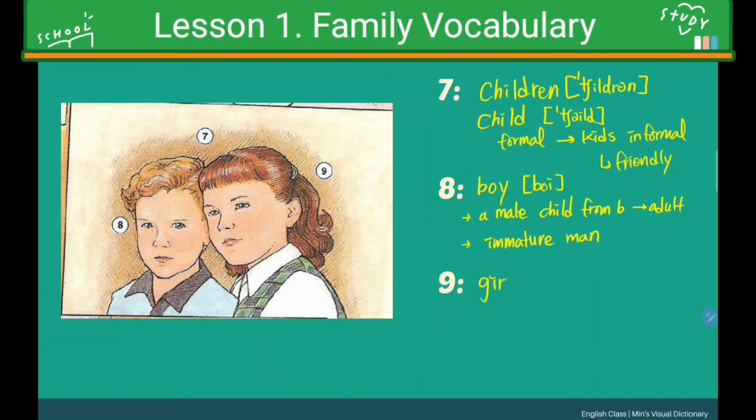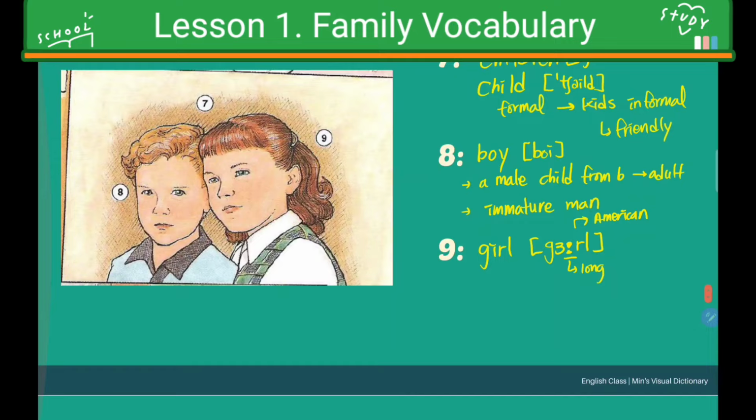Next, we have girl, and it has a very difficult pronunciation. Anything with this sign means make it a long vowel sound. In American pronunciation, this word has an R in the middle, so the pronunciation is girl, girl. However, in British, it doesn't have the R sound in it, so it's girl, girl.